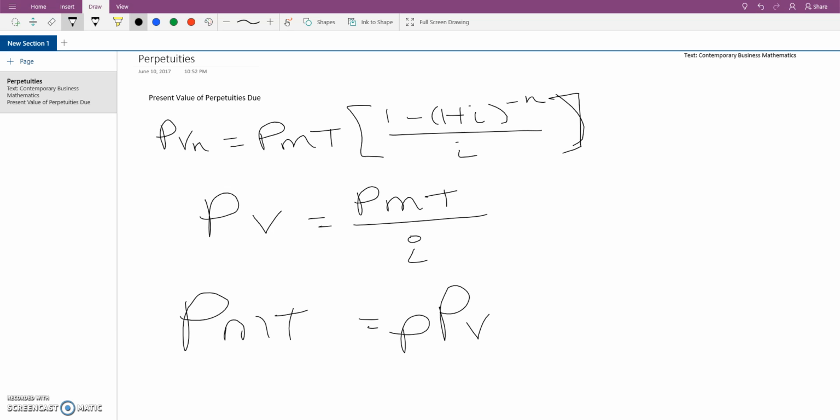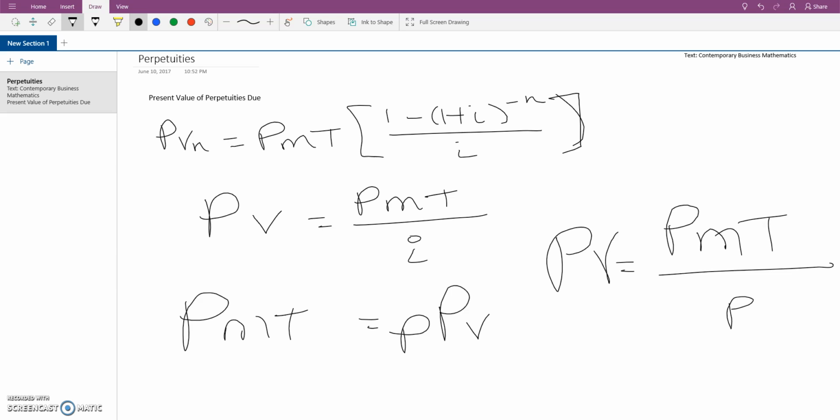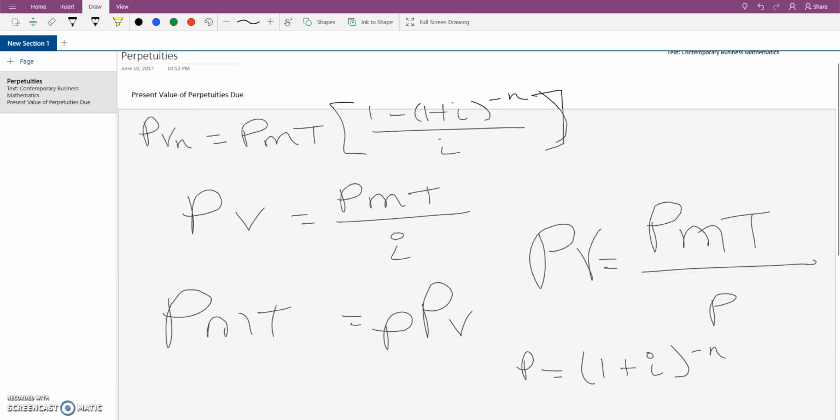So the formula for finding the present value of an ordinary general perpetuity is present value equals payment over the effective interest rate, where again P is equal to 1 plus I to the power of n inverse.